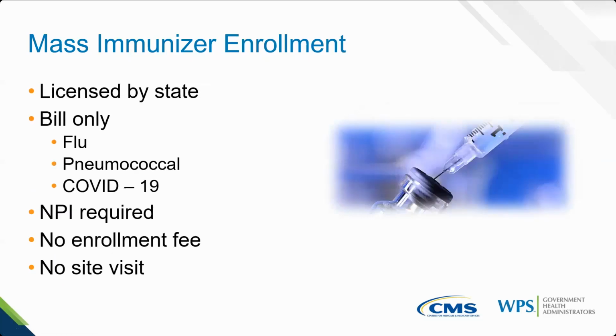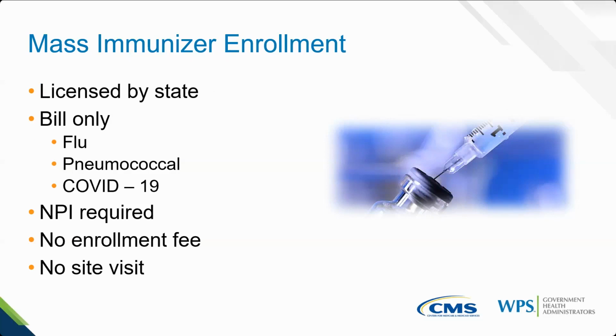So as I said, some providers are going to enroll as a mass immunization supplier, and it is going to be the only thing that they're doing with that enrollment. And again, it's because they're not otherwise eligible for Medicare enrollment. So there's some requirements for them. They have to be licensed by the state in some way. It just may not be a Medicare eligible specialty, but they're licensed in some way. They are only billing for flu, pneumonia, and COVID-19. That is the only thing that roster biller can do.